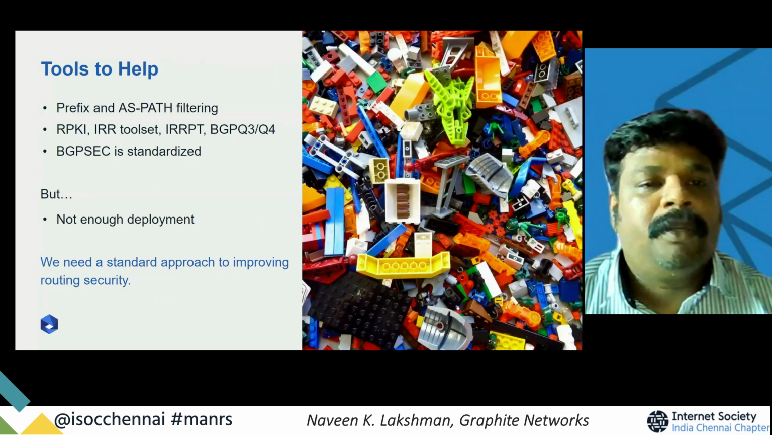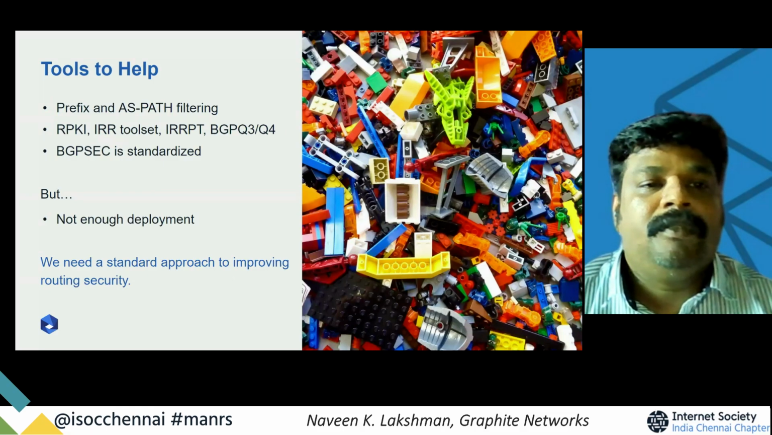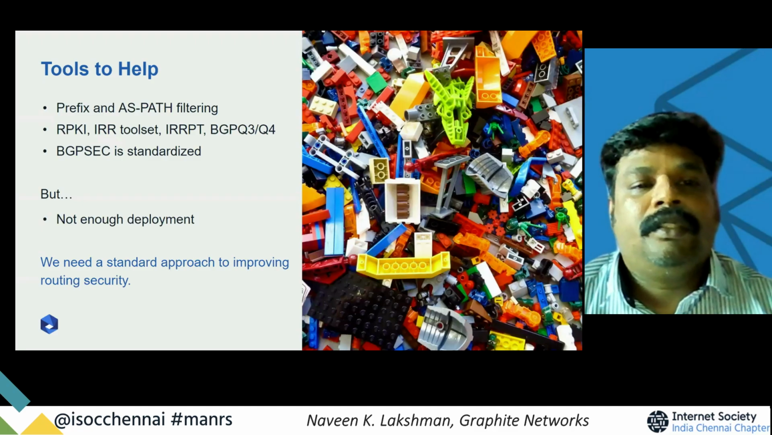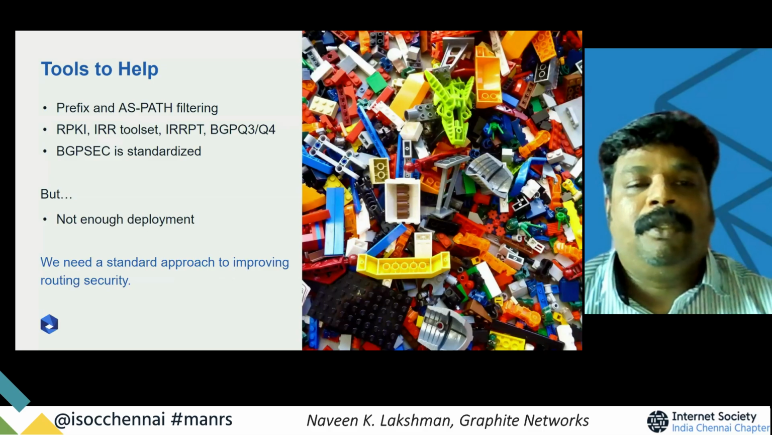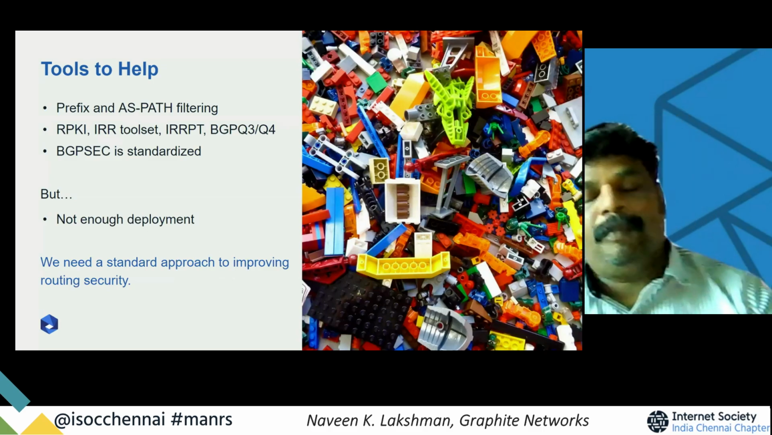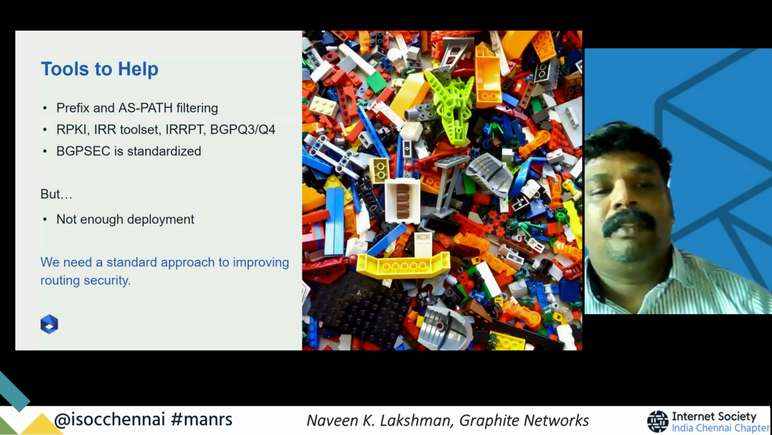So you can do prefix or AS path filtering. You can implement RPKI, which is Resource Public Key Infrastructure. You have Internet Routing Registry toolset, or IRR Power Tools, and you have BGPq3 and BGPq4, which we might see in a couple of minutes. And you can see BGPsec as well. So the problem is it's not implemented. Not many networks have started implementing it.